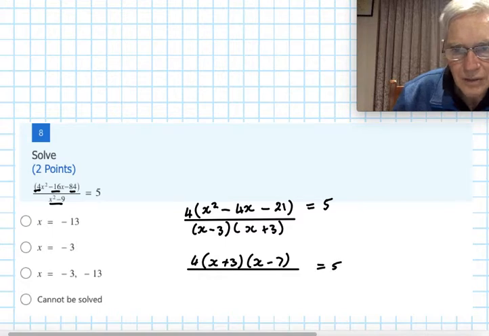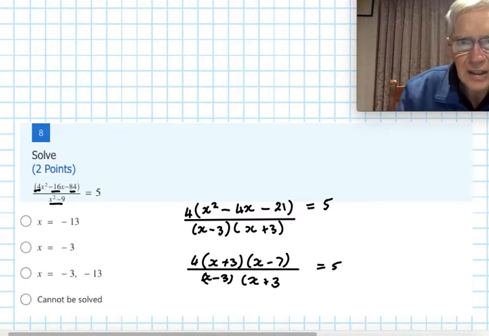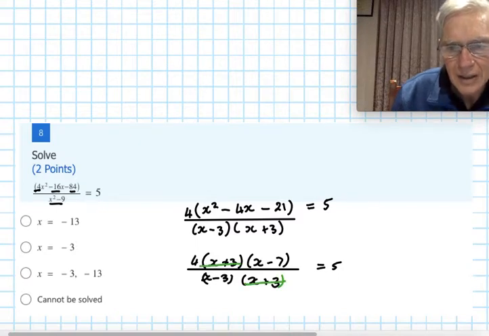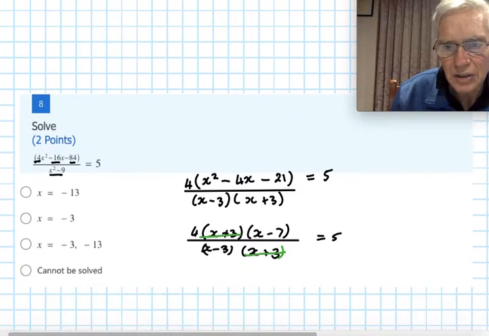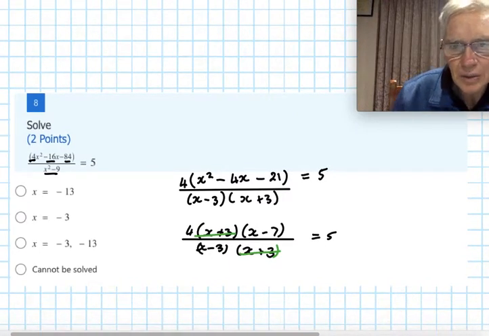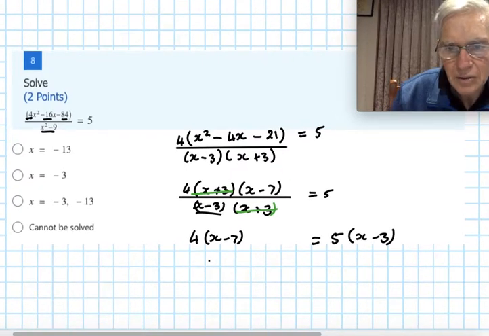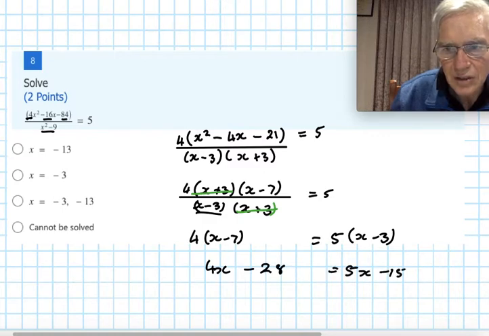This still equals 5 over x minus 3 and x plus 3. Now you can see that we're going to be able to cancel out, whoops, close the bracket, the x plus 3 here with the x plus 3 here. That's handy. Multiply the x minus 3 to the other side, and so we get an equation of 4 times x minus 7 at the top equals 5, and we're taking this x minus 3, we're multiplying it to the other side. Now we're going to expand those out, which is 4x minus 28 equals 5x minus 15.